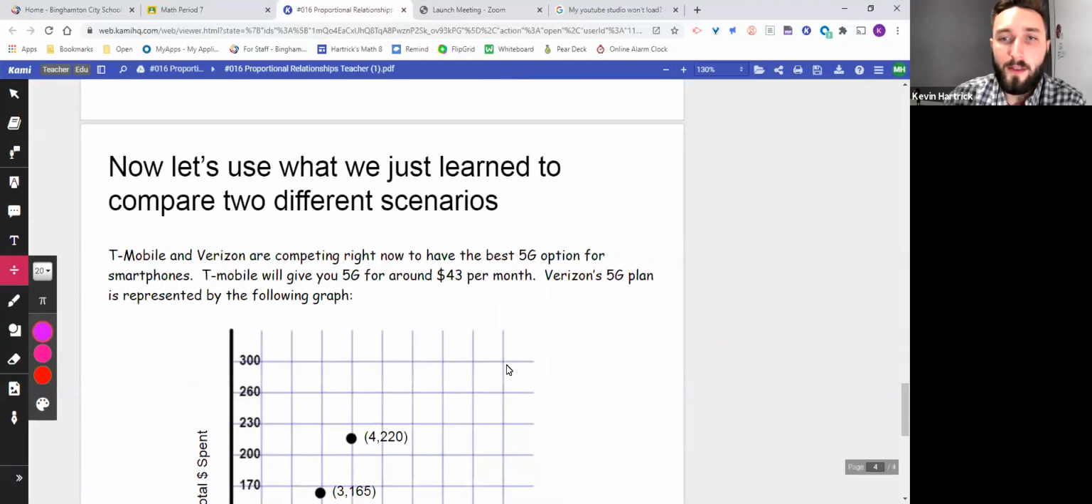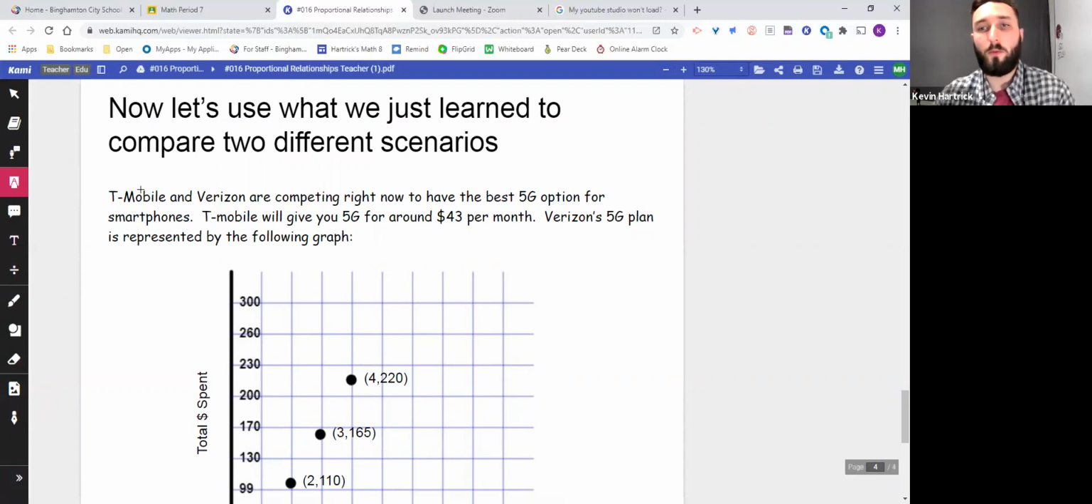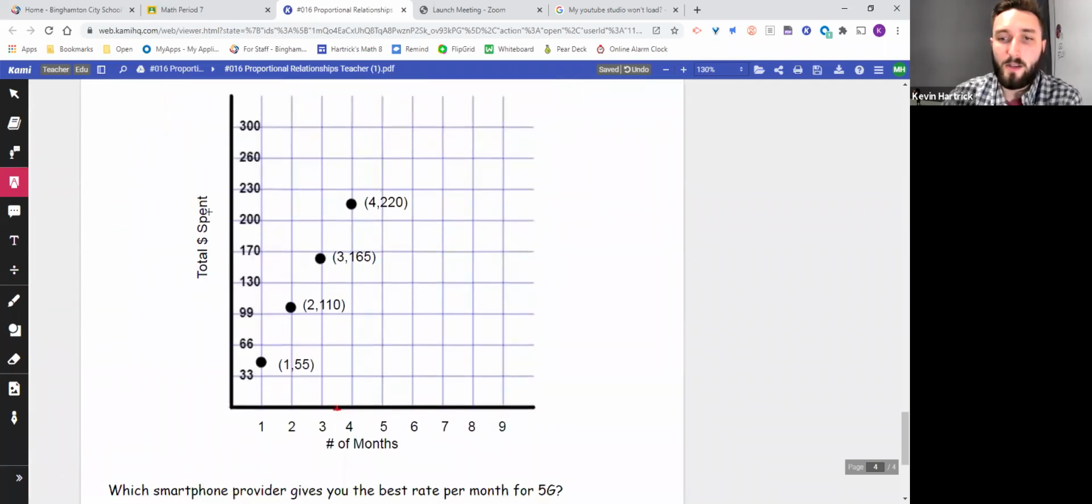Okay. So now let's use what we just learned to compare two different scenarios. Let's take a look at this word problem. T-Mobile and Verizon are competing right now to have the best 5G option for smartphones. You've probably seen commercials all over the place, right? So T-Mobile will give you 5G for around $43 per month. That's important information, obviously. This is T-Mobile, right? Verizon's 5G plan is represented by the following graph. So we don't know what their per month is, but they're giving us this graph that shows the number of months down here, and then the total money spent, and it's giving us these points.